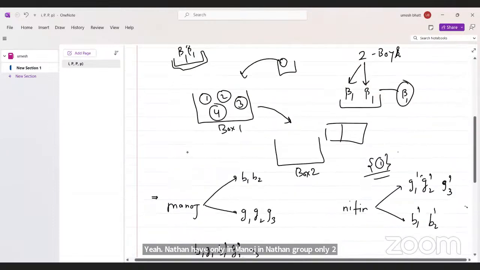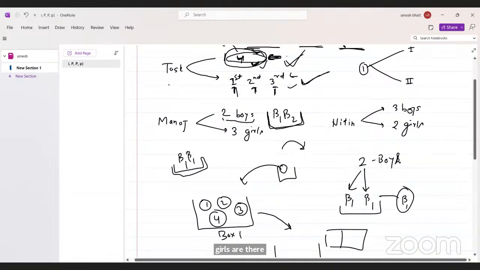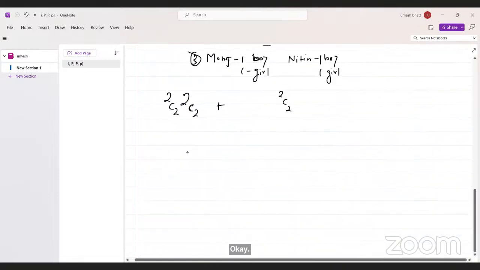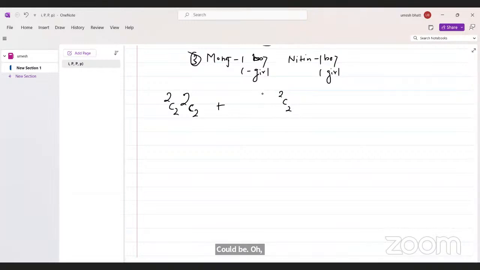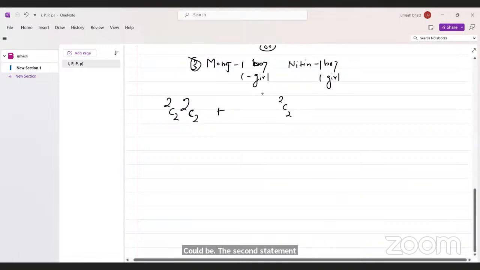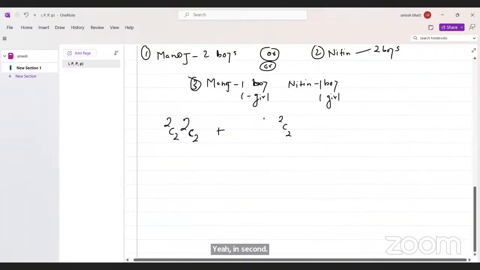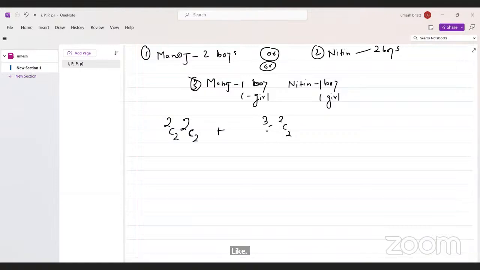Okay, in Nitin's group only 2 girls are there. So in the second statement, Nitin chooses 2 boys out of 3 boys, 3C2. Now Manoj has to choose 2 girls from 3, so 3C2 as well.